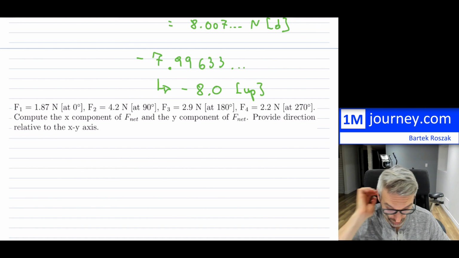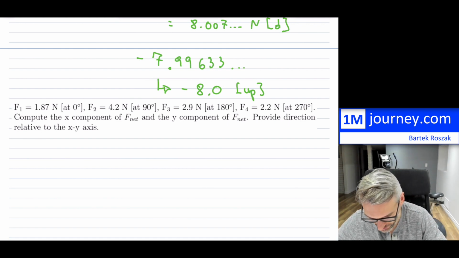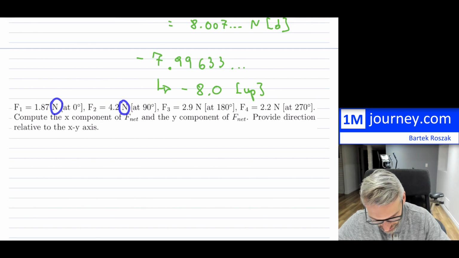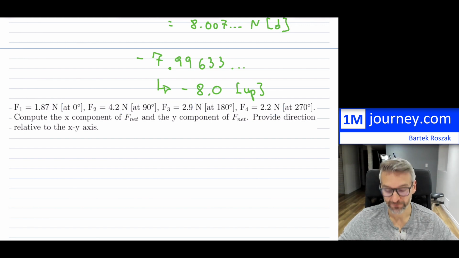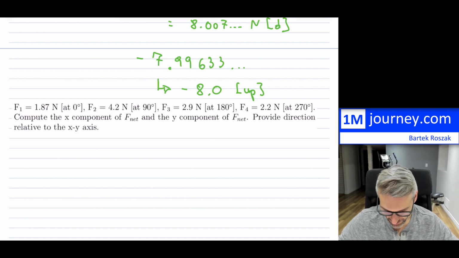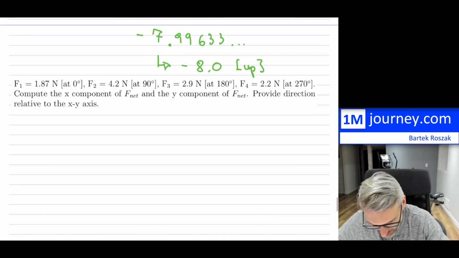Now we have all kinds of forces in here. Luckily, they're all in newtons, so no conversions. 1, 2, 3, and 4. The other example was kind of mean to us. This is all in the same unit, so it's all consistent. Now we have 4 different forces, and let's take a look. Let's actually draw them out in here.